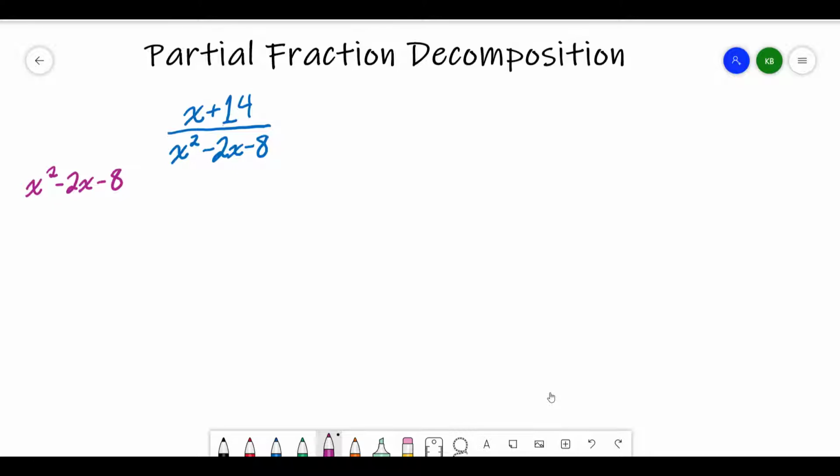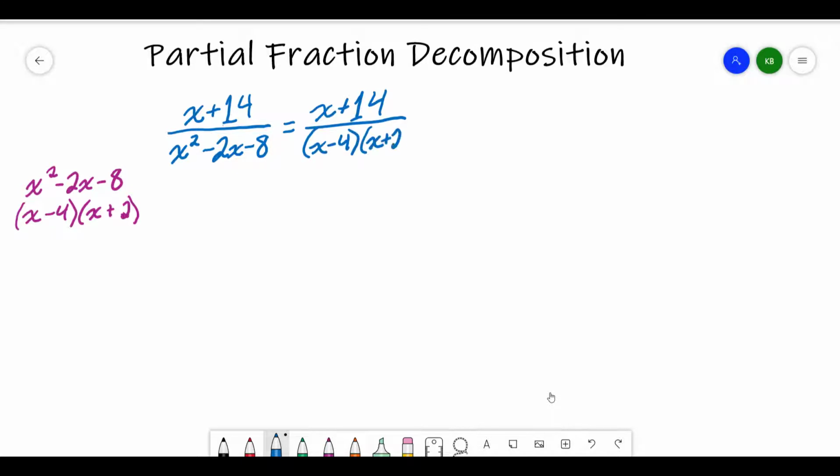After looking at it a little bit, you might see that we actually have x minus 4 times x plus 2 as our factored form of x squared minus 2x minus 8. So since I can factor my denominator, I'm going to rewrite my fraction with the factored denominator. So I have x plus 14 over x minus 4 times x plus 2.